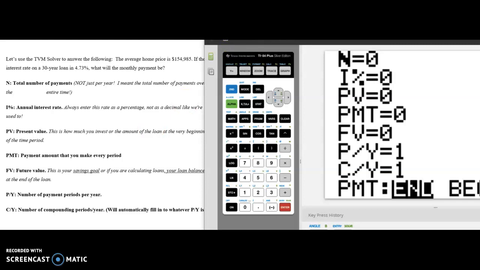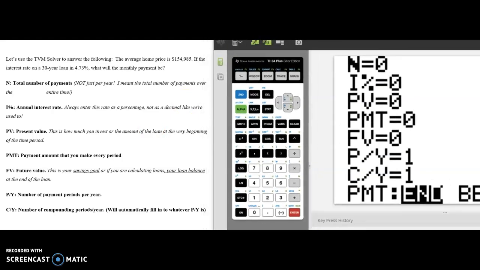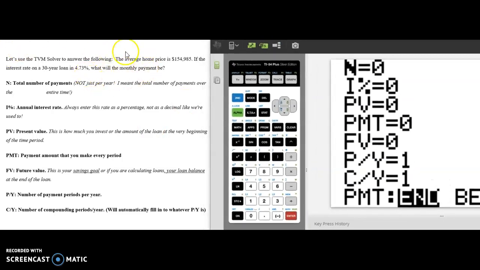So the easiest way to understand these variables is to look at a situation. So here's the story that's laid out, again, that's also on the worksheet. So the average home price is $154,985. And let's say we are interested in buying this house. We are wanting to take out a 30-year loan, and the interest rate is 4.73%. And we want to know what that monthly payment will be, okay?